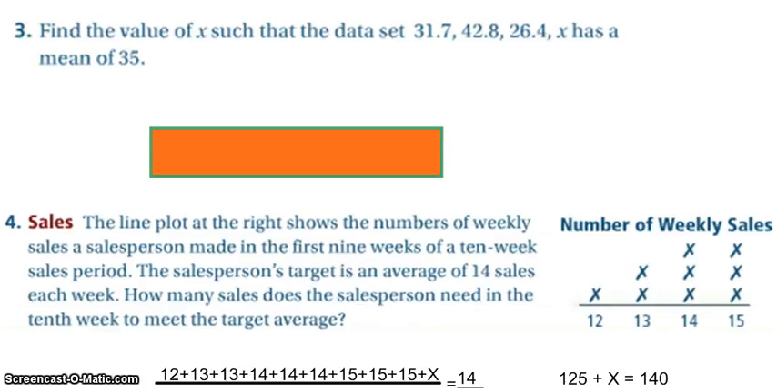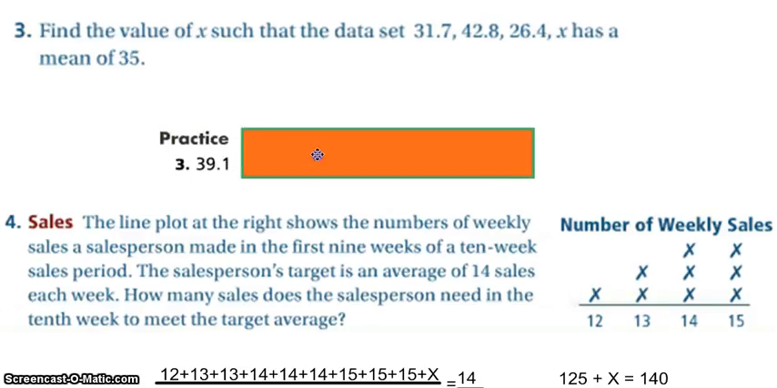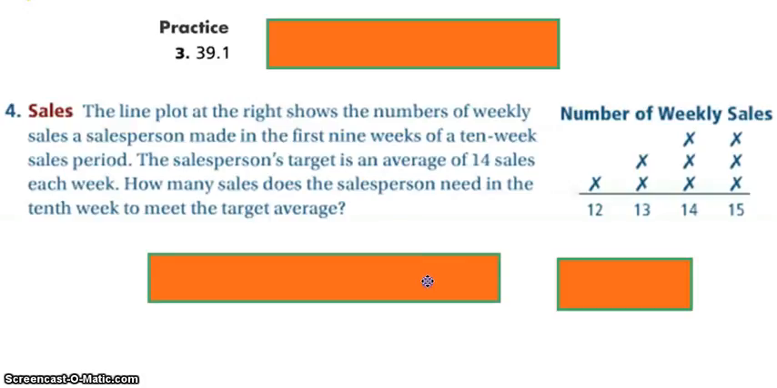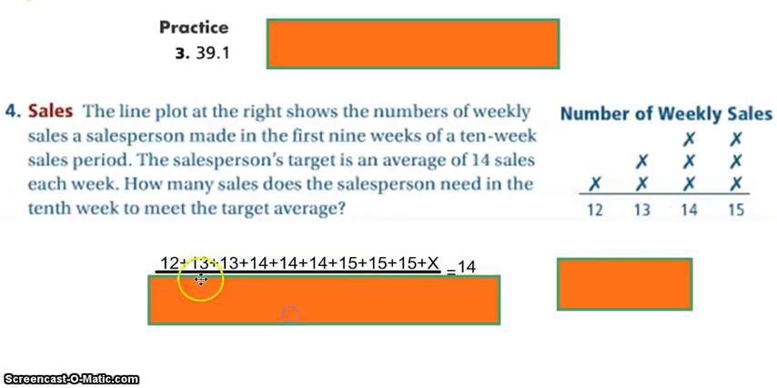So for number 3, I do not write out the work to show to you, but you would want to set up the same exact thing that we just did in the last problem, and you find out that the value for x would be 39.1. And number 4, we do the same setup that we had done before, except now we have these values that come from pretty much a basic histogram. So we take our 12, 13, 13, 14, 14, 14, 15, 15, 15, add all those up with some unknown value for the 10th week.